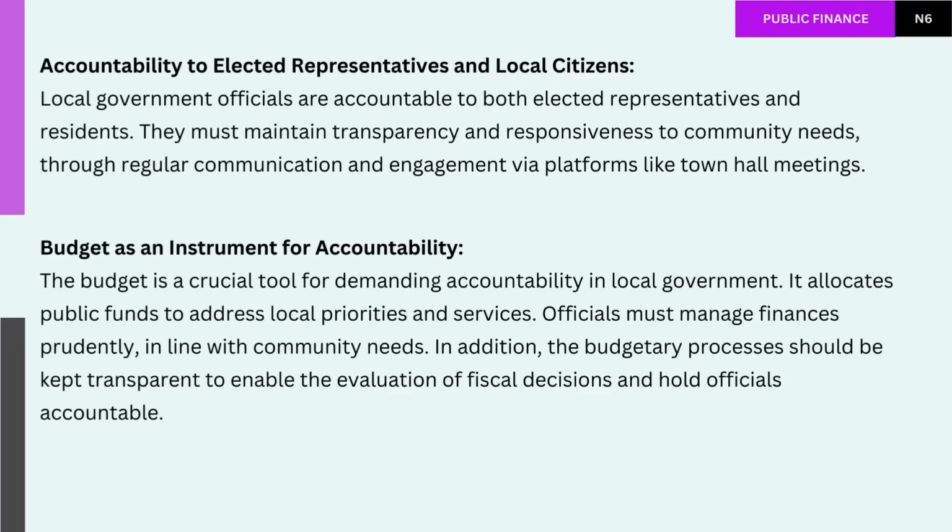3. Budget as an instrument for accountability. The budget is a crucial tool for demanding accountability in local government. It allocates public funds to address local priorities and services. Officials must manage finances prudently, in line with community needs. In addition, the budgetary processes should be kept transparent to enable the evaluation of fiscal decisions and hold officials accountable.